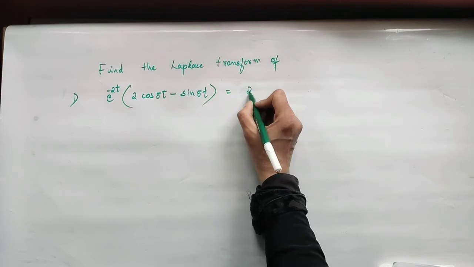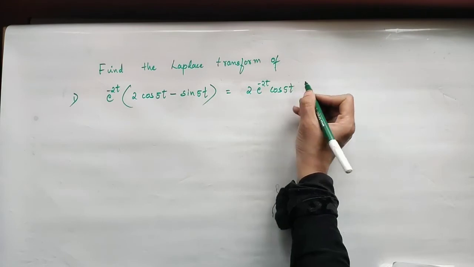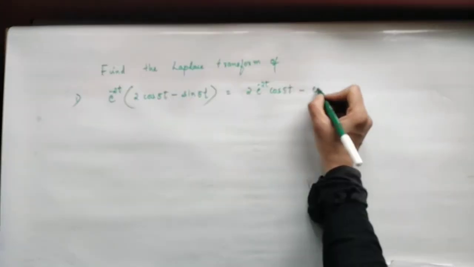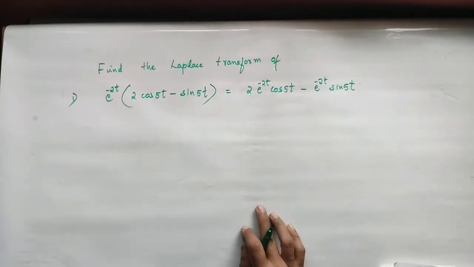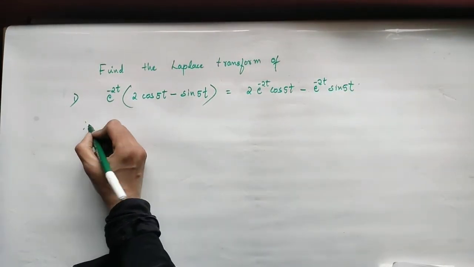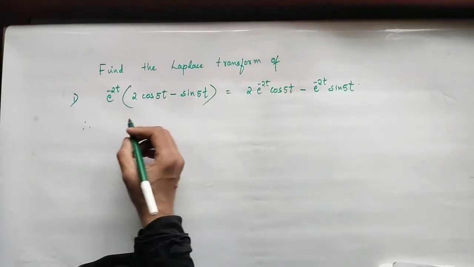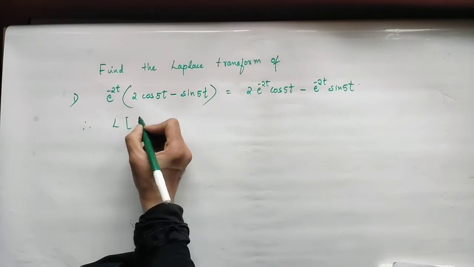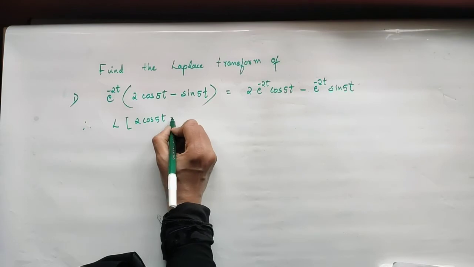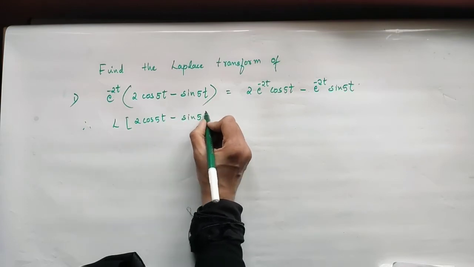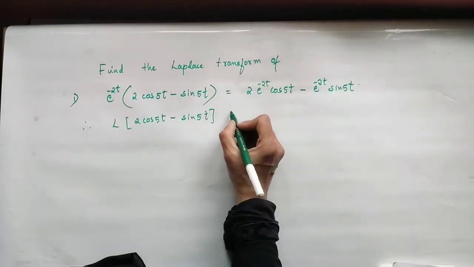It is 2 times e to the power minus 2t cos 5t minus e to the power minus 2t sin 5t. Now your f of t is this. 2 is, however, a constant. So first tell me what is the Laplace transform of 2 times cos 5t minus sin 5t. You can directly solve it like this, no need to take that e to the power minus 2t inside.